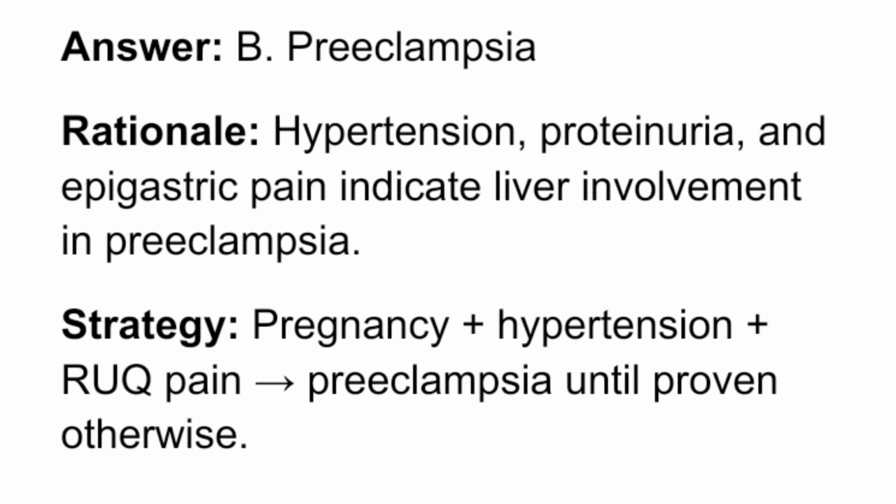Answer: B. Preeclampsia. Rationale: hypertension, proteinuria, and epigastric pain indicate liver involvement in preeclampsia. Strategy: pregnancy plus hypertension plus RUQ pain, preeclampsia until proven otherwise.